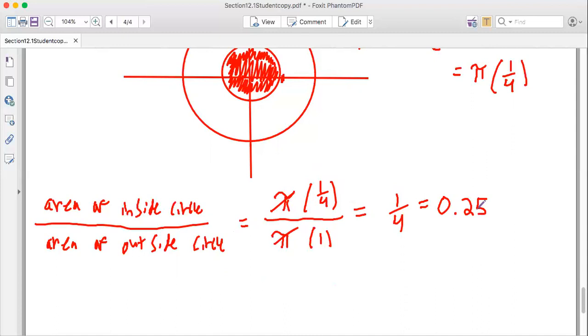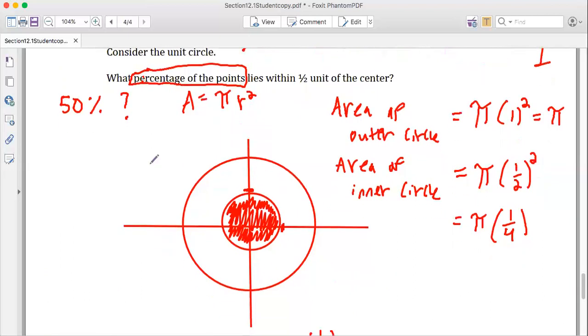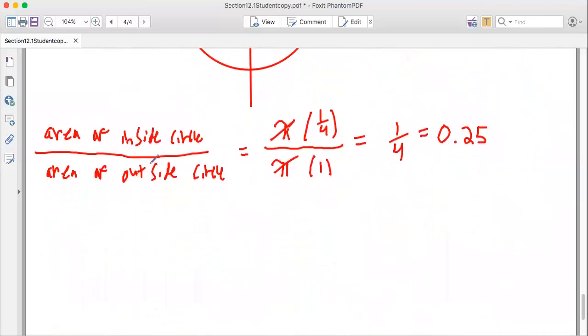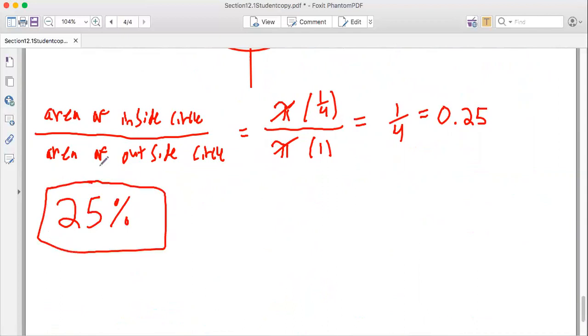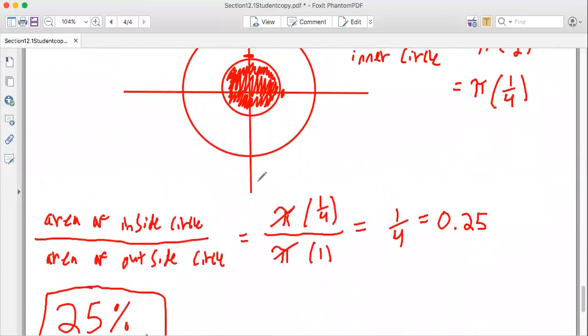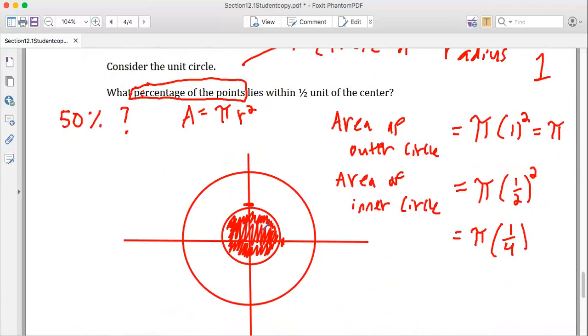Now I want to make sure that I'm answering the question perfectly. It says, what percentage of points? Now I got 0.25. What would that be as a percentage? That's right, that's 25%. So 1/4 is 25%. So we would say 25% of all of the points lie in this circle that's just 1/2 unit from the center, which if I look at my picture, I think that makes more sense than 50%.